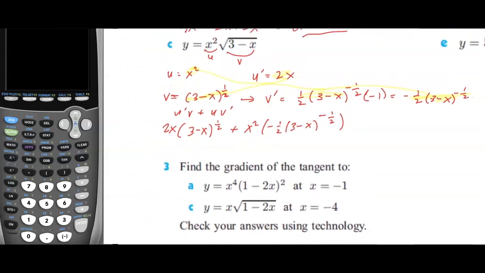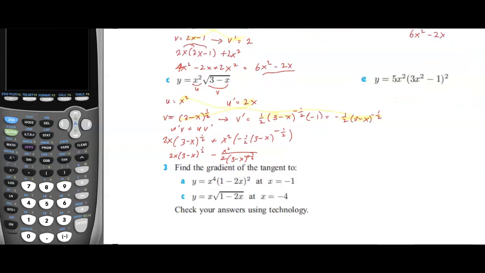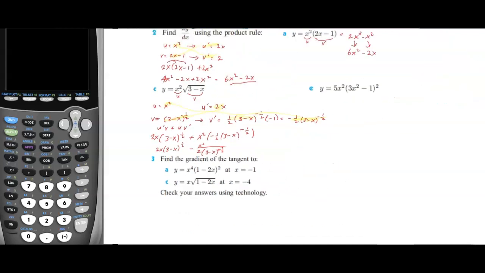And I don't think we can simplify that much this expression, especially the first term. Second term, we could write negative x squared over 2, 3 minus x to the negative 1/2. Oh, it wouldn't be negative 1/2 if I put it on the bottom. It would be positive 1/2, right? Okay.